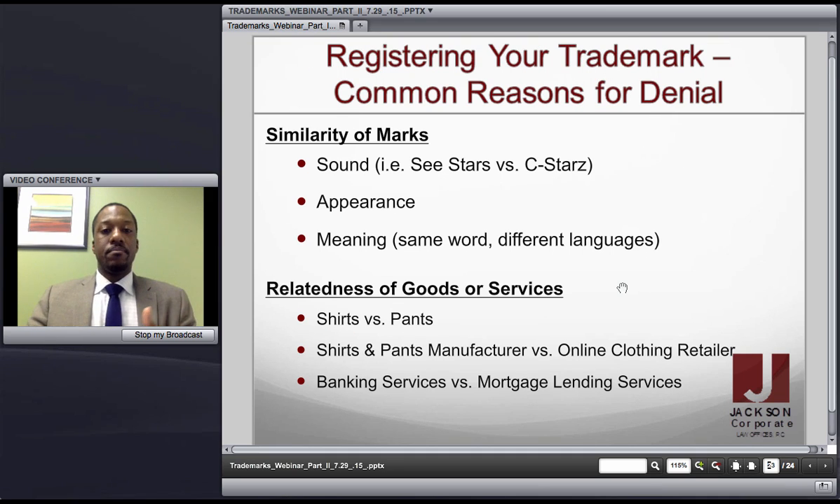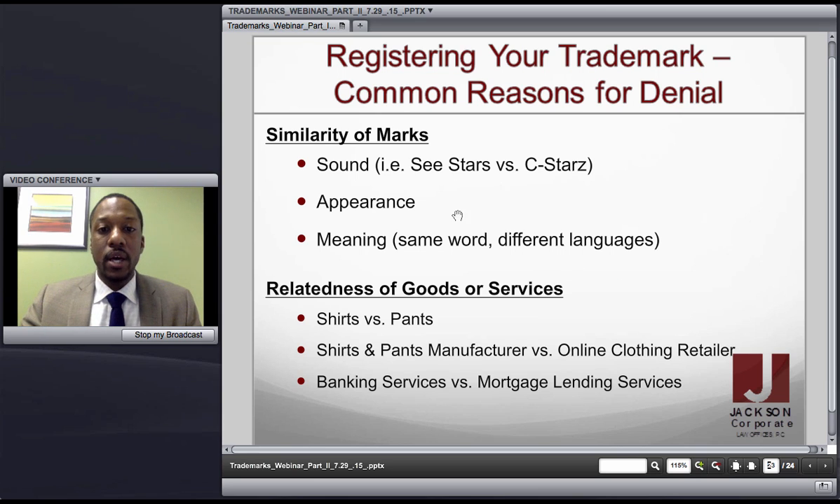So this slide just shows some of the common reasons that trademarks are denied registration. So similarity of the marks. So whether it's the sound, or whether it's the appearance, or whether it's the meaning. Now, understand that for languages that are commonly spoken in the United States, they're going to take into account if your mark is just the same word in a different language. And there are some applications that will be denied if that is the case.